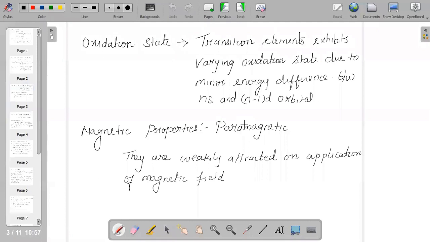So it is important to know which element is exhibiting maximum oxidation state, which element is having variable oxidation state, or which element does not exhibit variable oxidation state. Please do focus on it. It's very, very important.